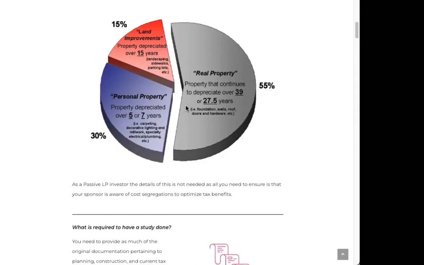And that's the easiest way to think of it, that we're going in and breaking out those land improvements, which is going to be your 15-year property, and that'll be able to be taken in 15-year short life. And then we also have your 5 or 7-year, which is your personal property. At a high level, that is the simplest way to explain cost segregation and what it does for you.